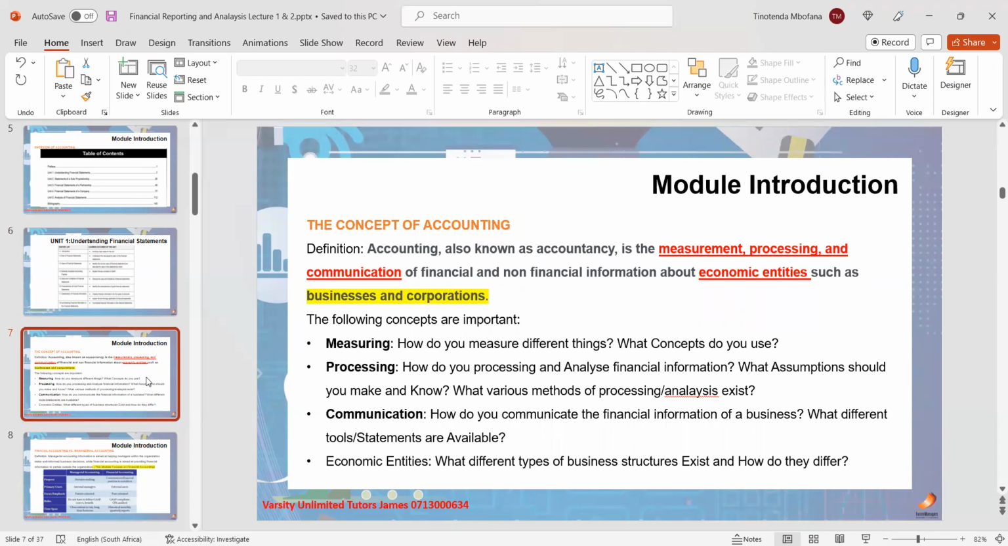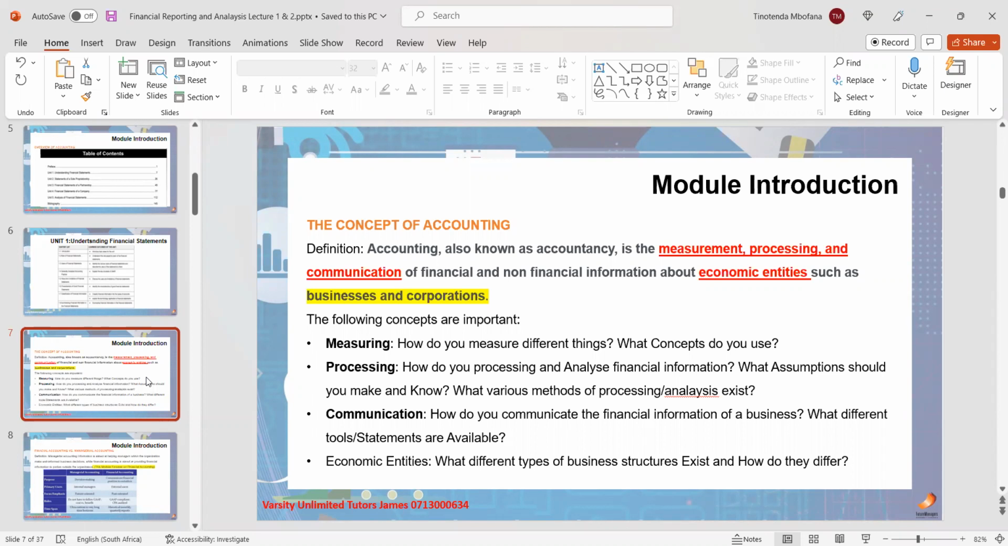Now, when we are dealing with accounting, basically, we are saying that an accountant is someone who comes in and measures and then processes and communicates financial and non-financial information about an organization, right? So we're saying that there is certain information. Sales is financial information for an organization. Profit is financial information of an organization. The amount of cash in the bank account is financial information for an organization.